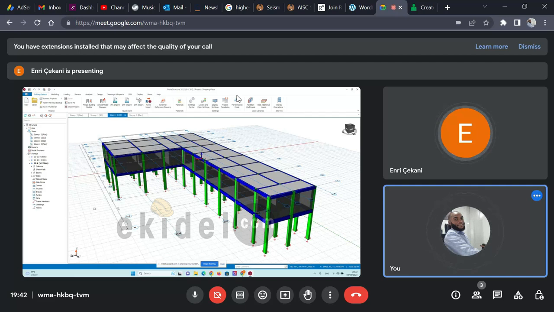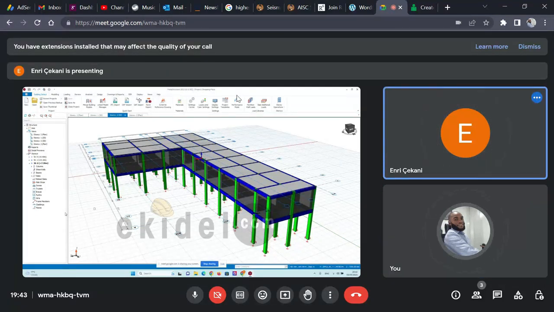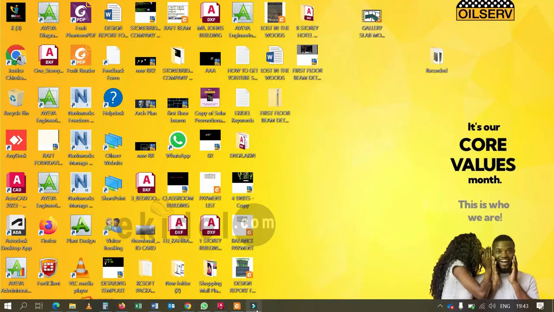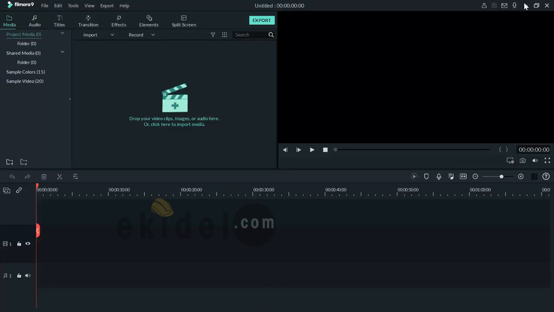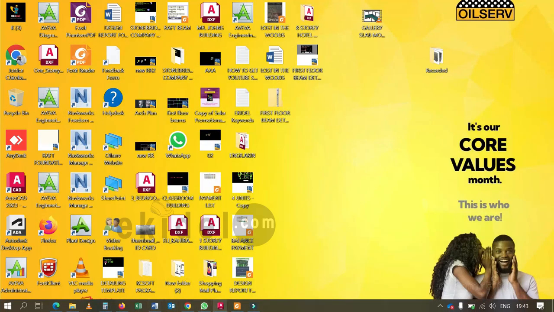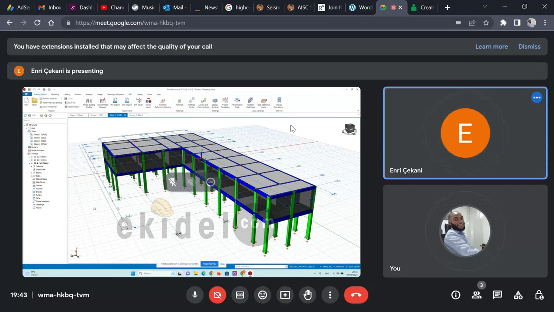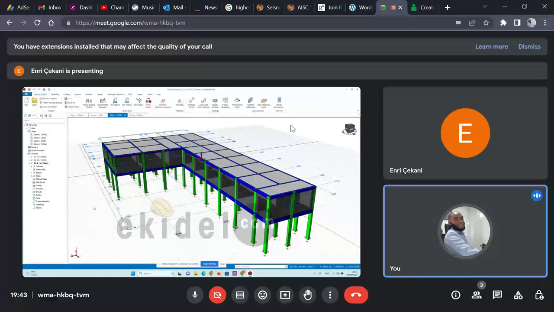Okay, that's fine. As a summary, it's very important to consider the ductility, the capacity design, the detailing, and the behavior factor. These are the main issues when you design a seismic structure. These four steps are the main design steps that you have to take.